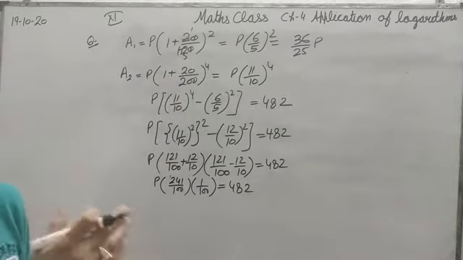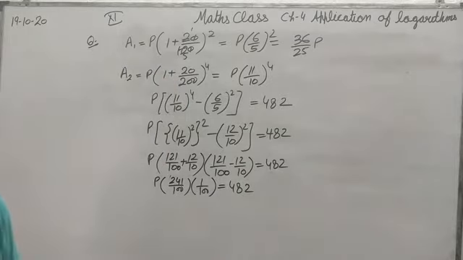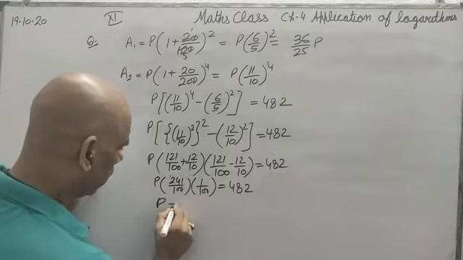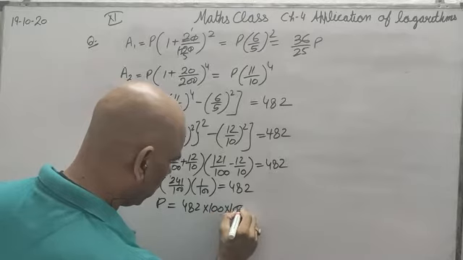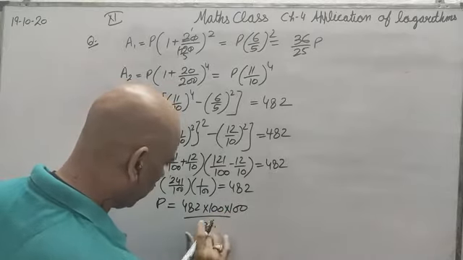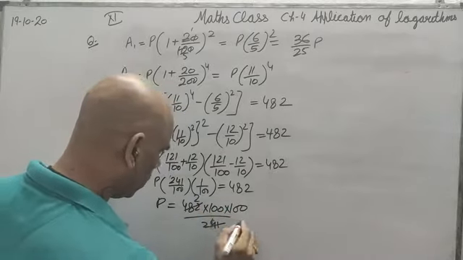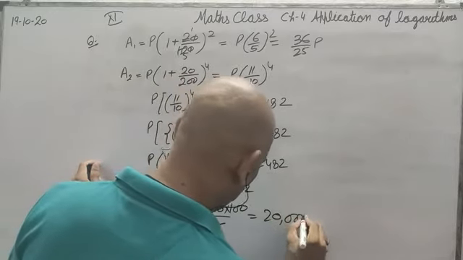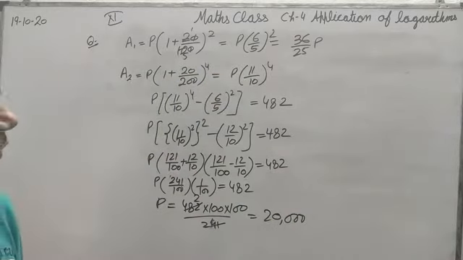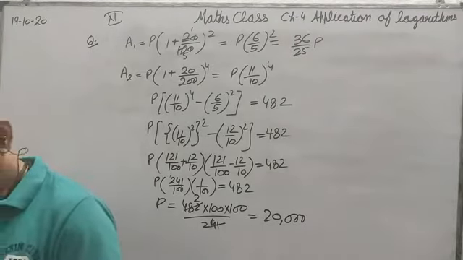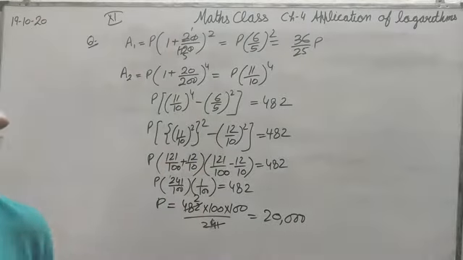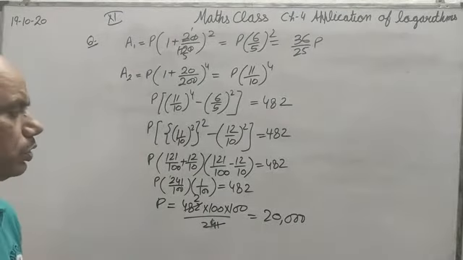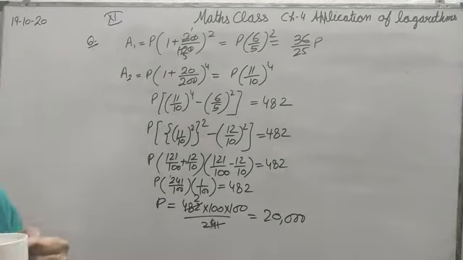Now what will happen, this will go to the other side. Simply you can calculate it like this, P is equal to 482 into 100 into 100 upon 241, 241 twos are, so it is 20,000. On 20,000 rupees, the difference of compound interest calculated annually and half yearly will be 482 rupees. So in this question, since the power was not high, we could have used it without log.